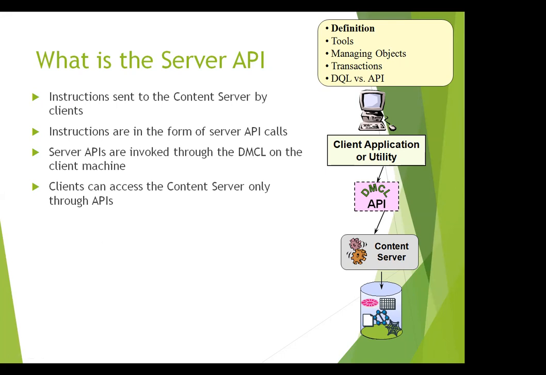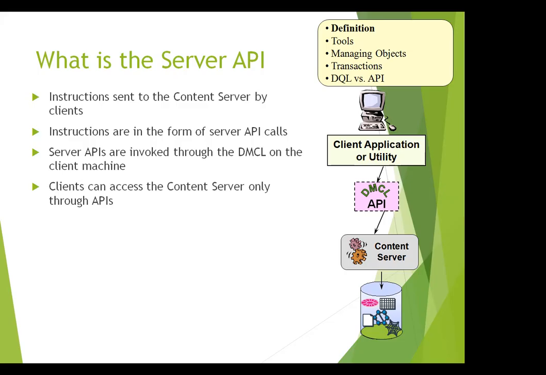So what is a server API? Server API is instructions. Or you can say, what are the APIs? APIs are the instructions that are directly sent to the content server by the client. By any tool, you write certain instructions. So what are the instructions? Instructions are in the form of server API calls. Server API calls means what? It's kind of a method. API calls means you write a method, you call those APIs.